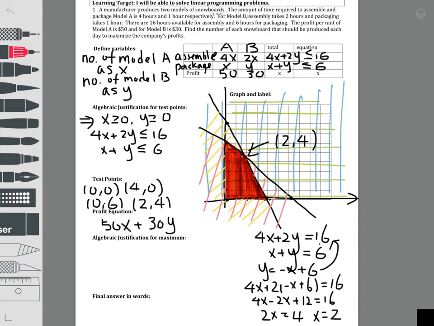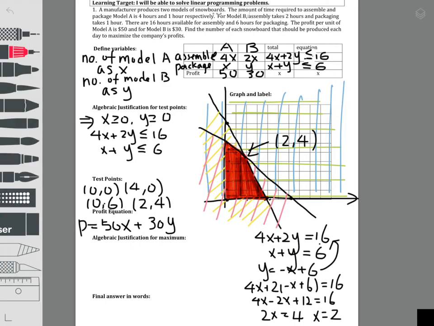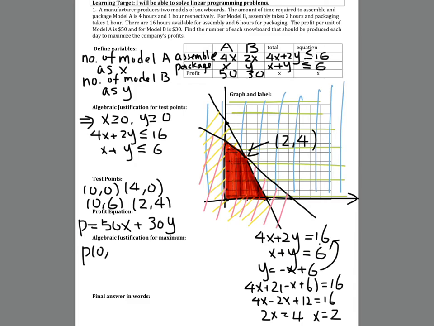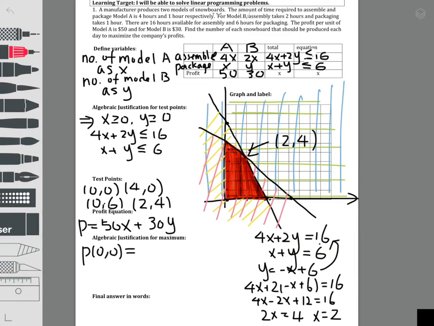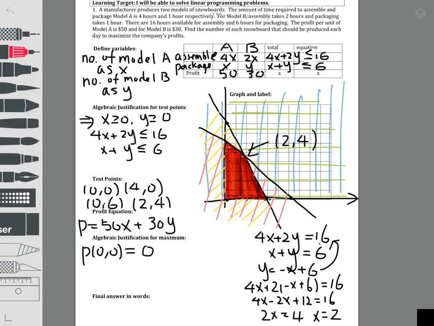Now, we have the profit equation, 50x plus 30y. So I'm going to plug those numbers into this profit equation. So P of 0, 0. Obviously, if they are not making any snowboards, 0 for model A, 0 for model B, how much profit will they make? So 50 times 0, 30 times 0, basically it should be 0.